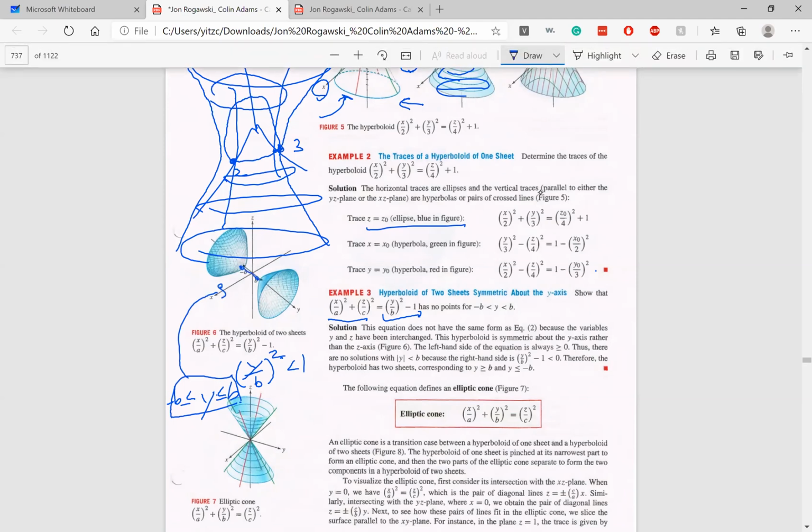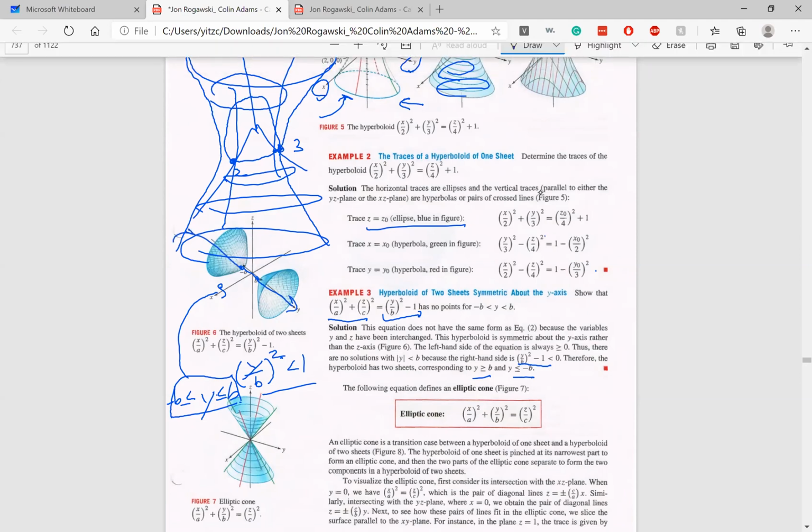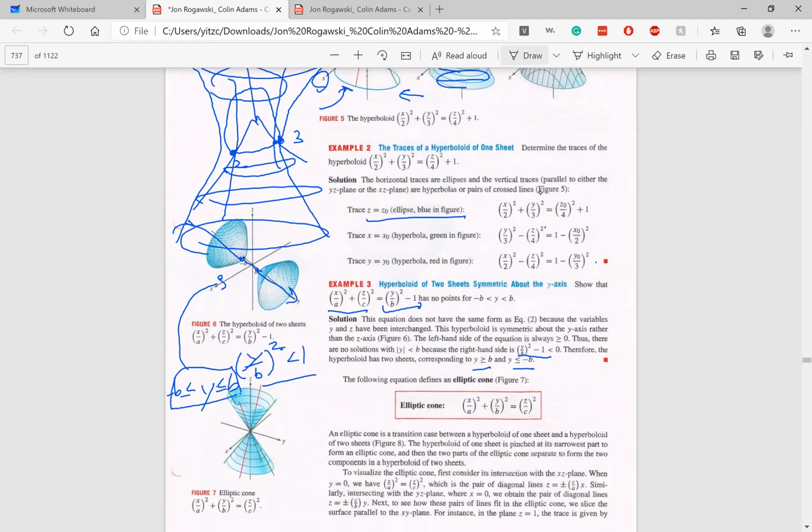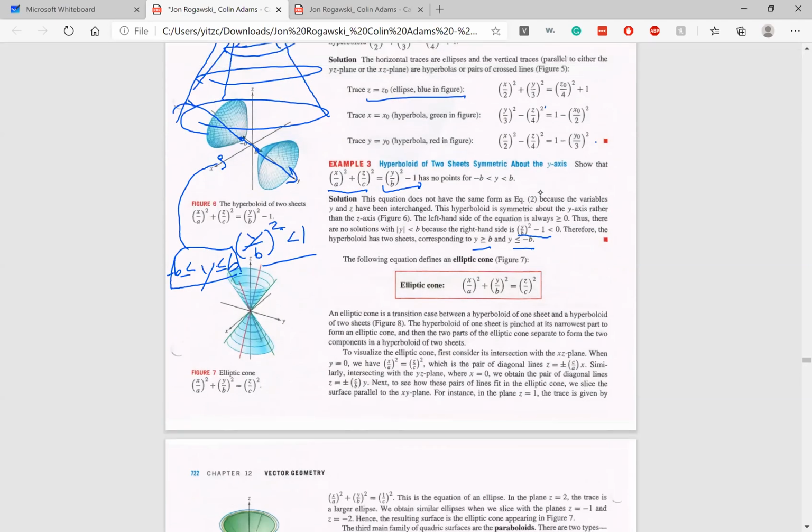And that's basically what they did. Here's this equation, and so there's a hyperboloid of 2 sheets corresponding to y bigger than b, so that's this, and y smaller than negative b, that's that. And those are the 2 sheets. But in between, we do not get any surface, because it doesn't make sense. Any questions about that?